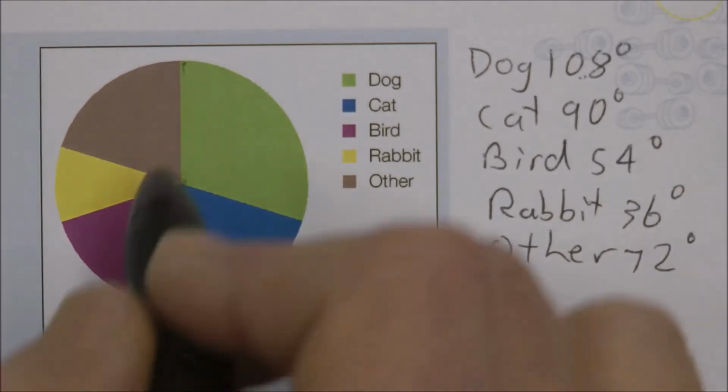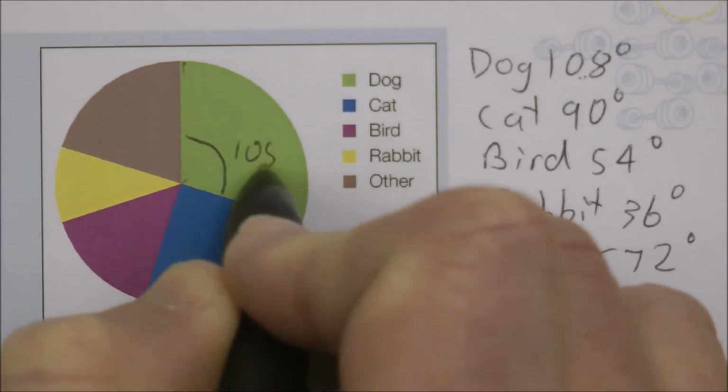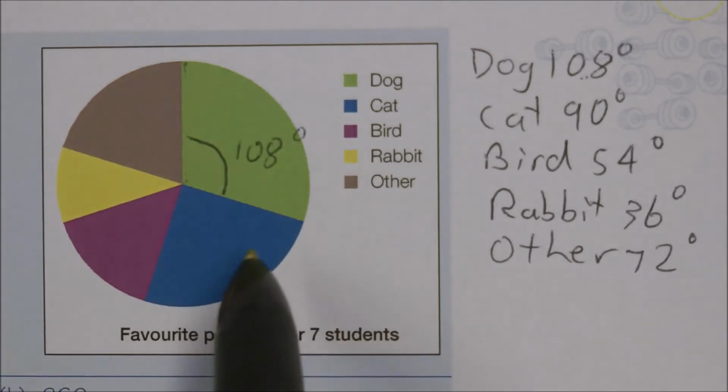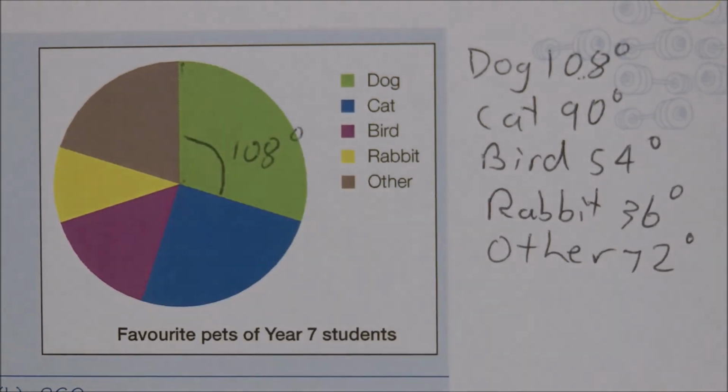Alright, so we use a protractor and we measure around 108 degrees. And that's how we get the dog sector. Now, if you've got colours, you can colour it in. If you don't have it, you could just write in dog.